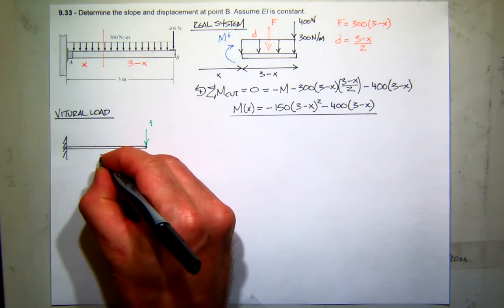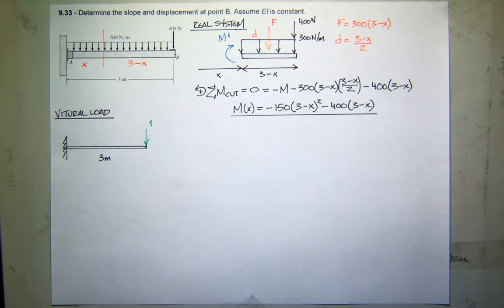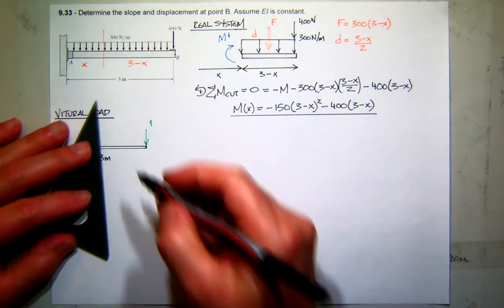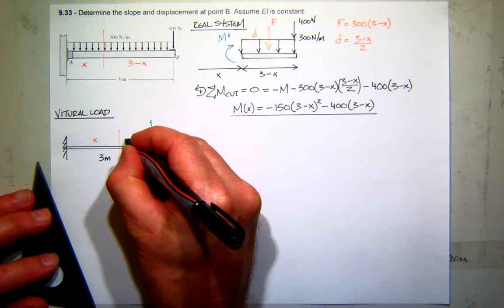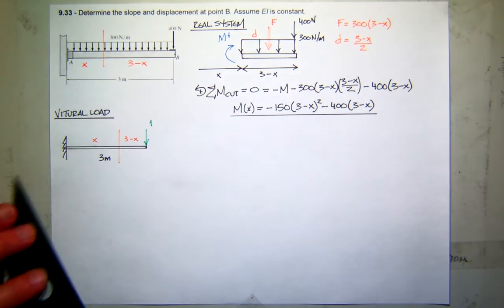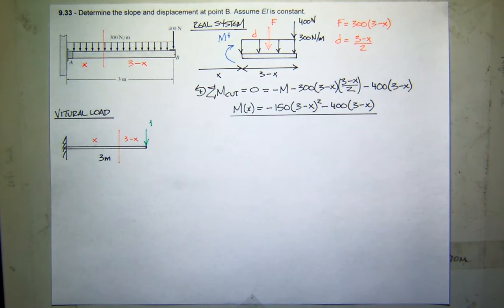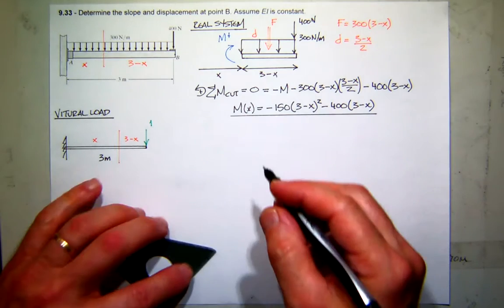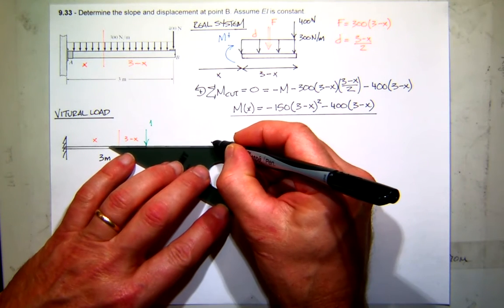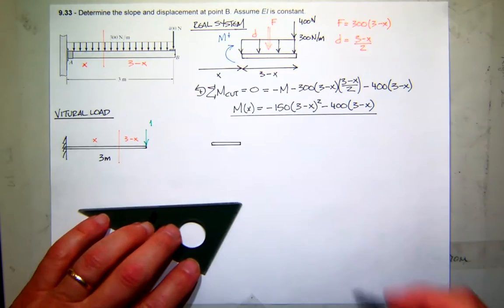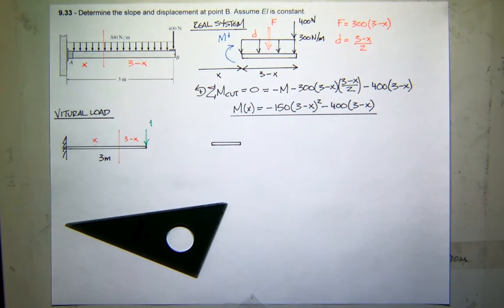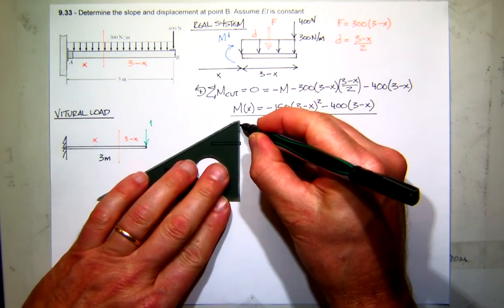It'll be a distance of 3 meters. How many equations do I need to write for that? 1. And just like before, I think I'm going to cut it so that I have a distance x and a distance 3 minus x. So my virtual system now will look something like this. This is my free body diagram. I have my virtual load of 1 applied on the end.